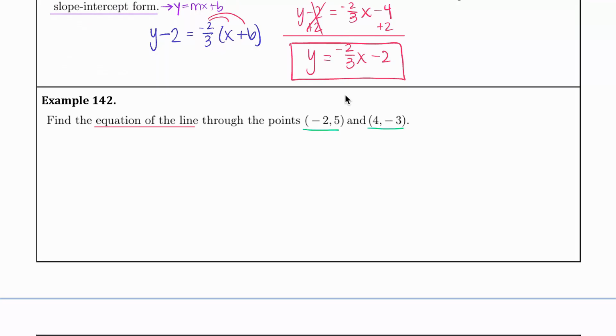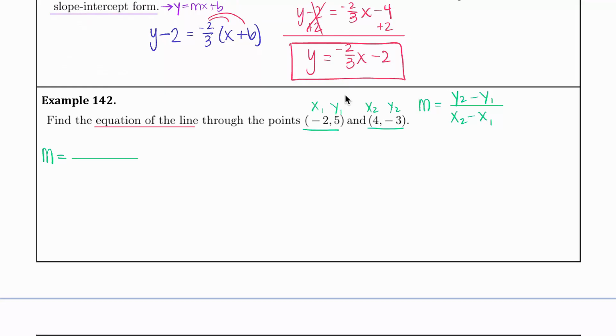But we know that if we have 2 points, we can find our slope. And the way that we do that is using our slope formula. Slope formula says our change in y, or y2 minus y1, over our change in x, or x2 minus x1. So we're going to do that first. We have x1, y1, x2, y2. So to find my slope, draw my fraction bar.